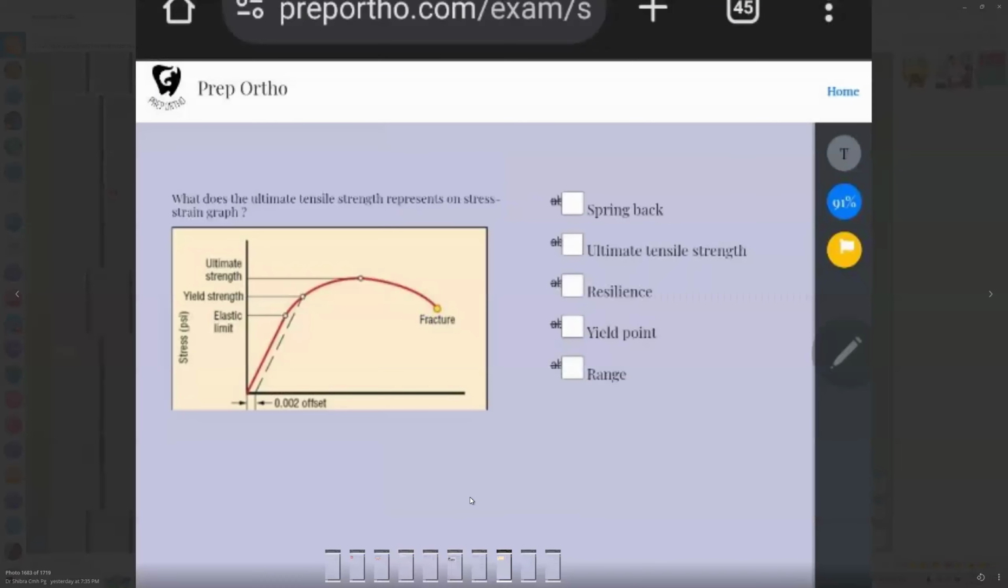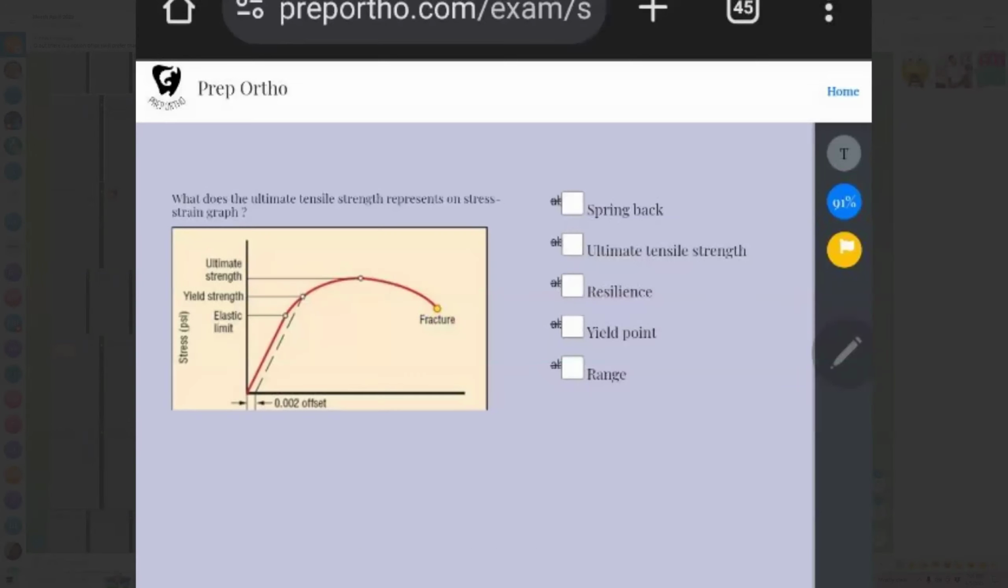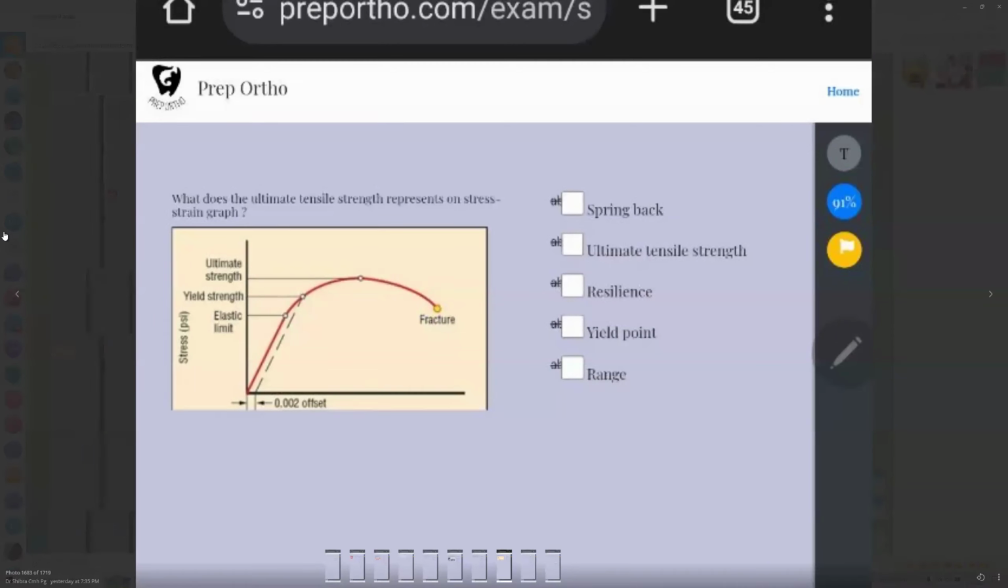What does the ultimate tensile strength represent on the stress-strain curve? So this is ultimate tensile spring back, right? On the x-axis, it shows a spring back.